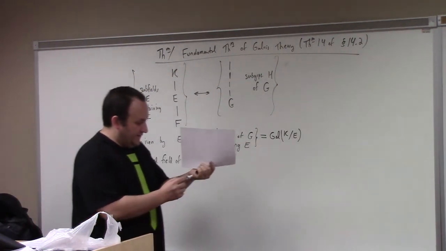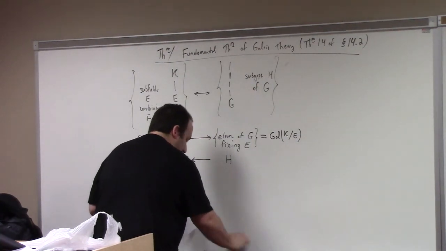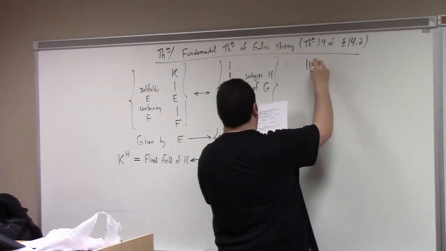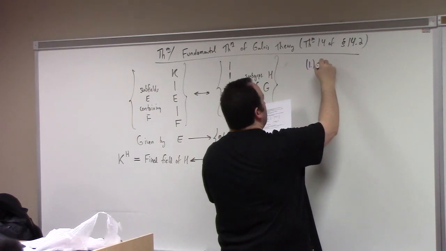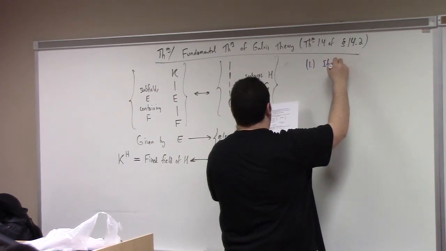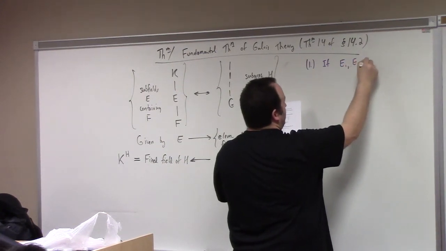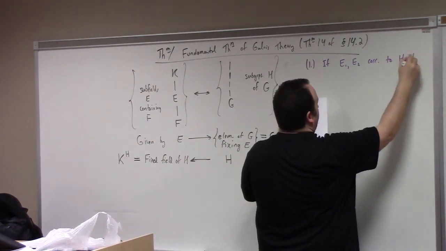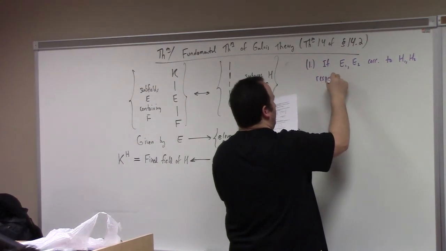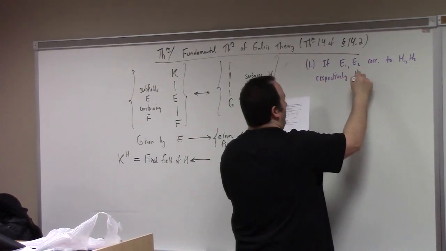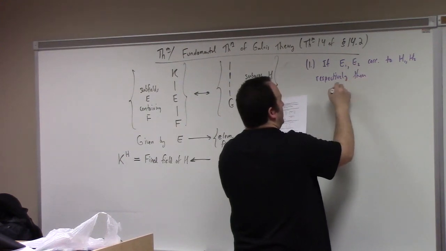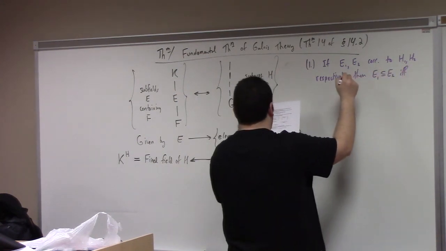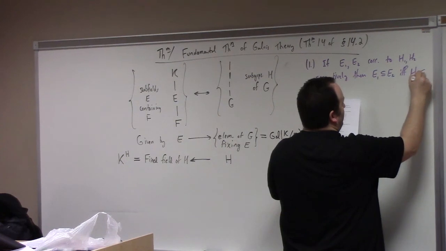Indeed, under this correspondence, we have a list of grievances. No. A list of good things. Let's see here. Number 1. It's inclusion reversing. If E1, E2 correspond to H1, H2, respectively, then what? E1 is a subset of E2 if and only if what? H2 is a subgroup of H1.